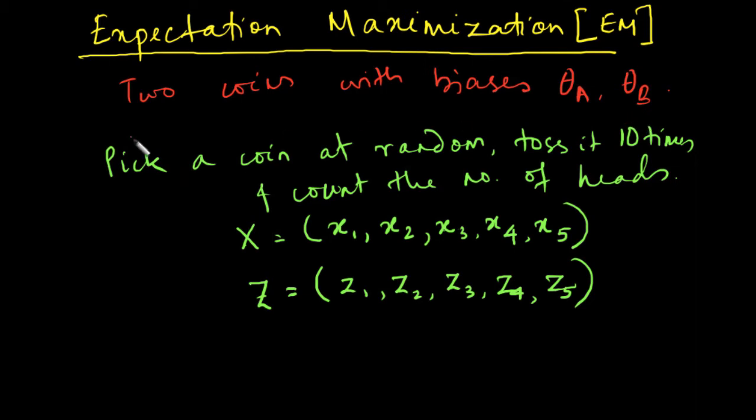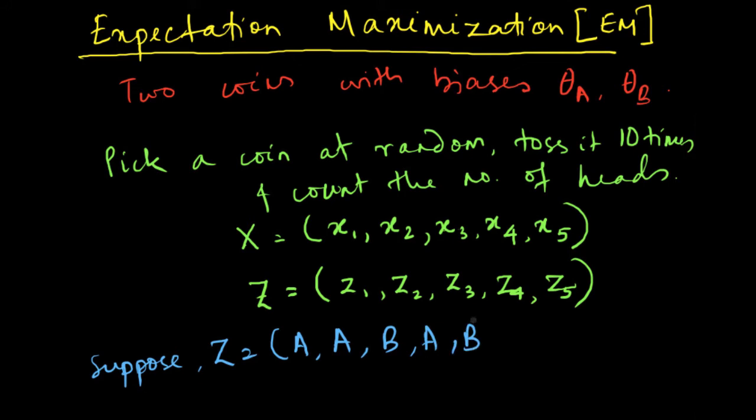straightforward. How is that so? Suppose we know these values. So let's say your Z was A, B, A, B, which means that the first, second and the fourth time you chose coin A, and the third and fifth time you chose coin B. So in that case, what will be theta A? Theta A will be x1 plus x2 plus x4 divided by 30, and theta B will be x3 plus x5 divided by 20, and that solves your problem.